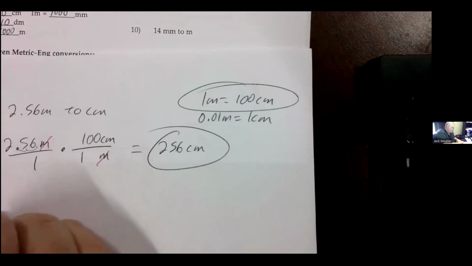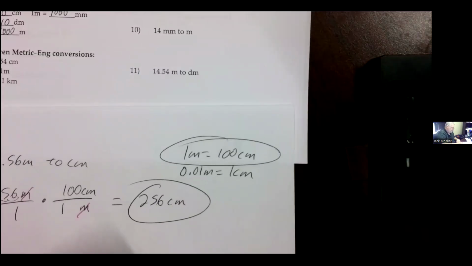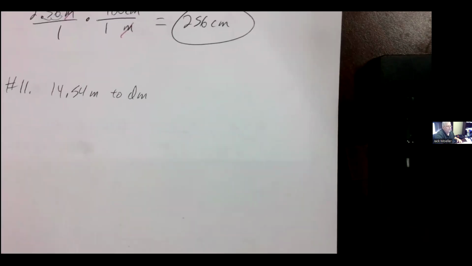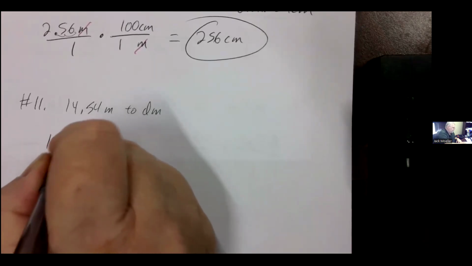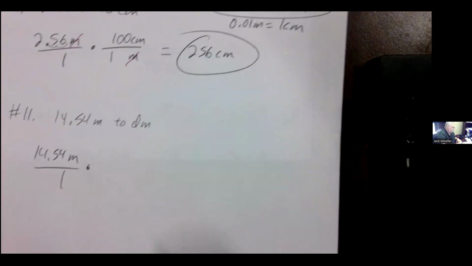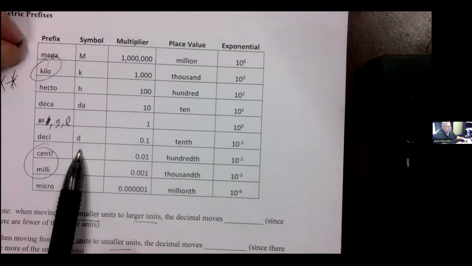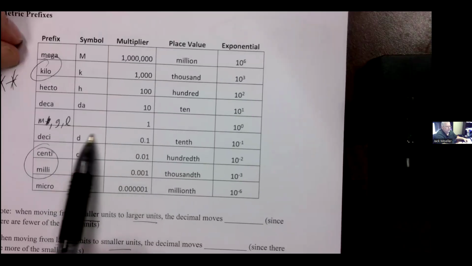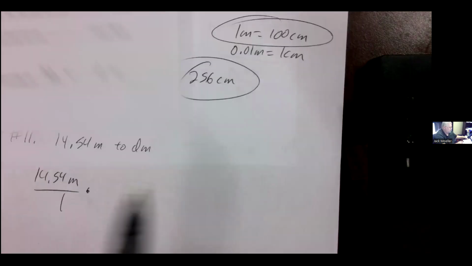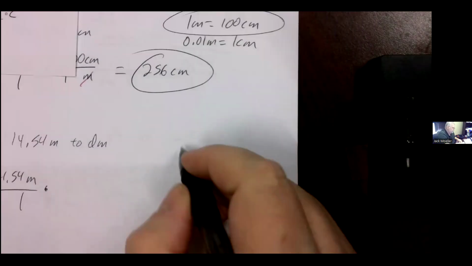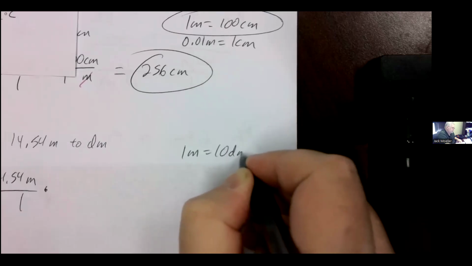Number 11. 14.54 meters to dm. Right, 14.54 meters over 1. So what do you know about meters and dm? The key here is the d abbreviation. That is 1/10, so we're dealing with decimeters, which are smaller than meters. So 1 meter is 10 decimeters.